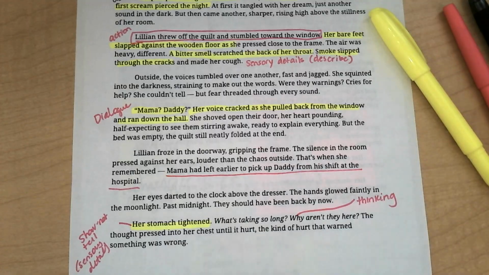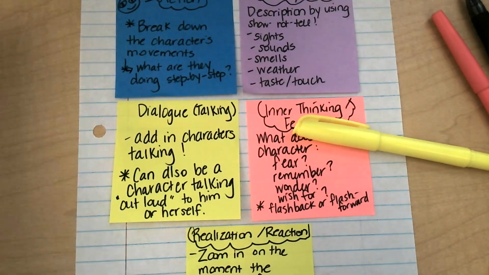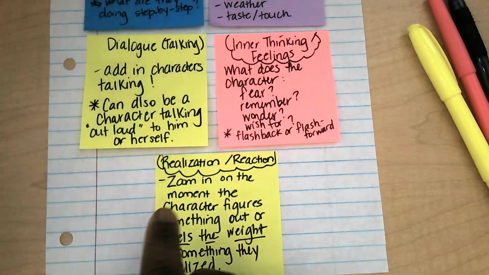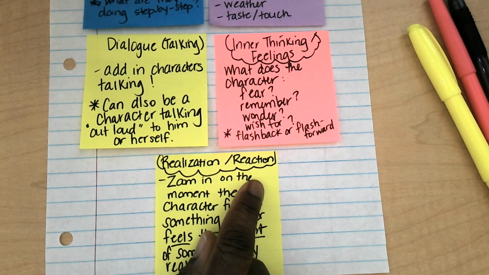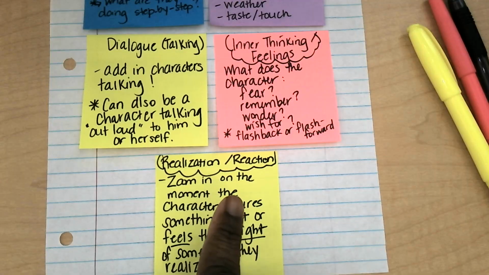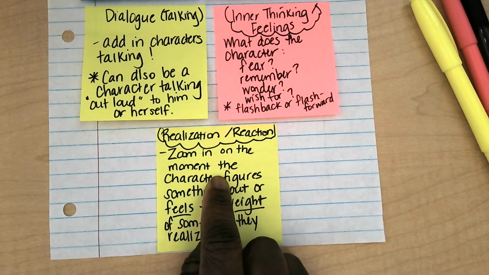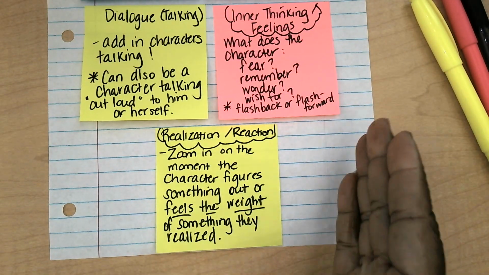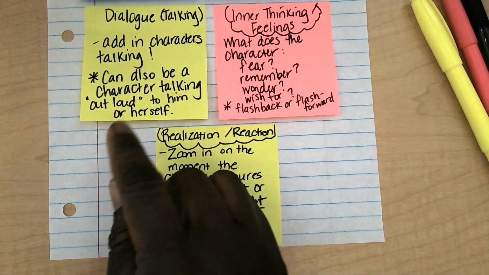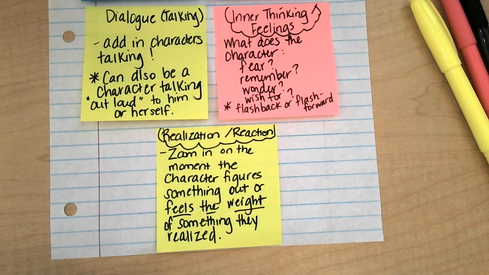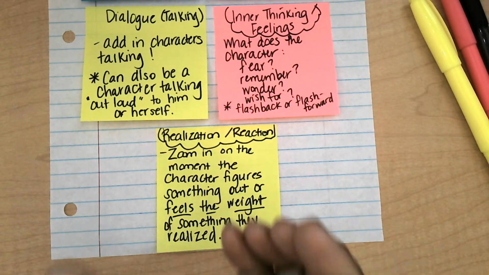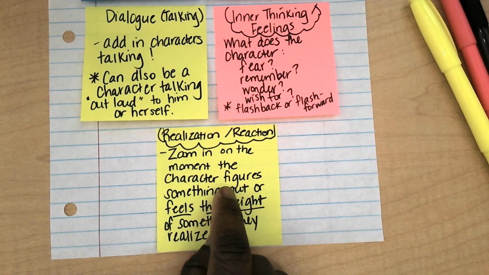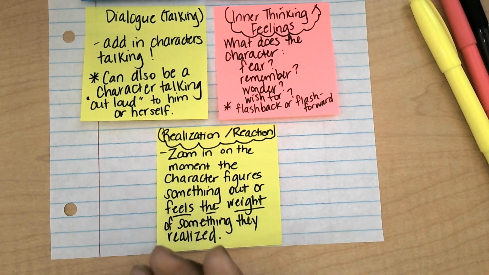All right, and so then, lastly, you want to end with something that the character realizes or some type of reaction, right? This is the heart of the scene. And it actually kind of very strategically leads into the next part of the story. So they have to know when to stop, and then, in dramatic fashion, take the reader to a stopping point before going into the next scene. So this is the heart of the scene. The moment the character figures something out, or they feel the weight of the problem.